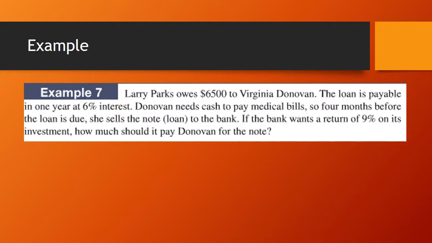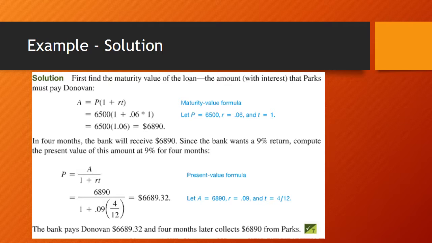Give this problem a try, pause the recording to do that, and then resume the recording to check your answer. The first thing we need to do is to find out how much the loan is worth when it comes due. So we're going to put it into our interest formula. And we find out that it's going to be worth $6,890 when it matures.